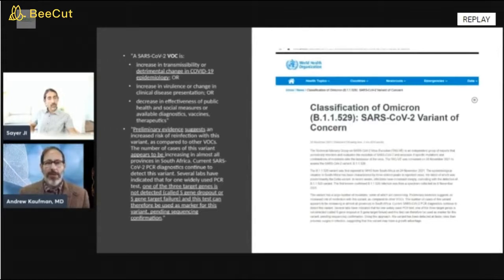What they say in this article is that preliminary evidence suggests. Now notice how that's twice hedging their statement, because they're saying the evidence is preliminary, and they're saying this is what it suggests, not what it states clearly. It only suggests that there's an increased risk of reinfection with the variant. So in other words, if you already had so-called COVID, which doesn't exist, you can get it again from Omicron.